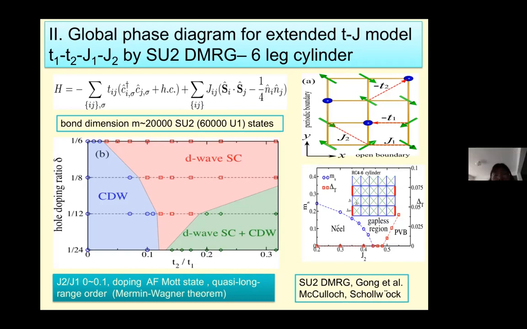I think the doping plays a very important role because we also consider very small T2. And also we are doing the 4-leg and the 6-leg cylinder. I think if we compare with the 8-leg results, maybe spin correlation becomes more important. Okay, thank you very much. 6-leg, somehow the spin correlation turns out not so strong.